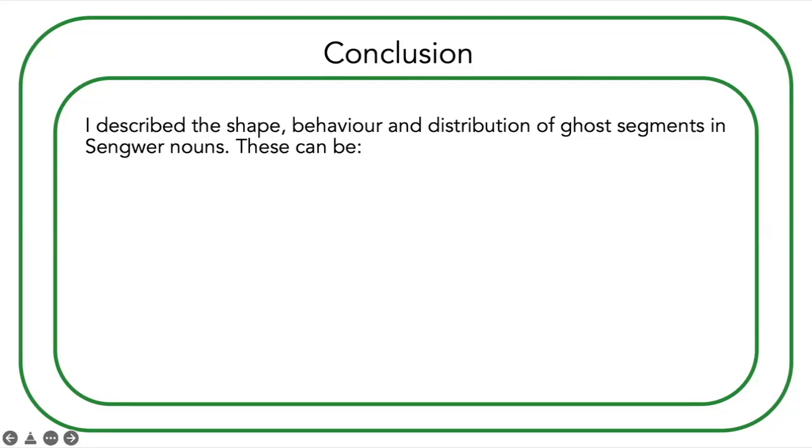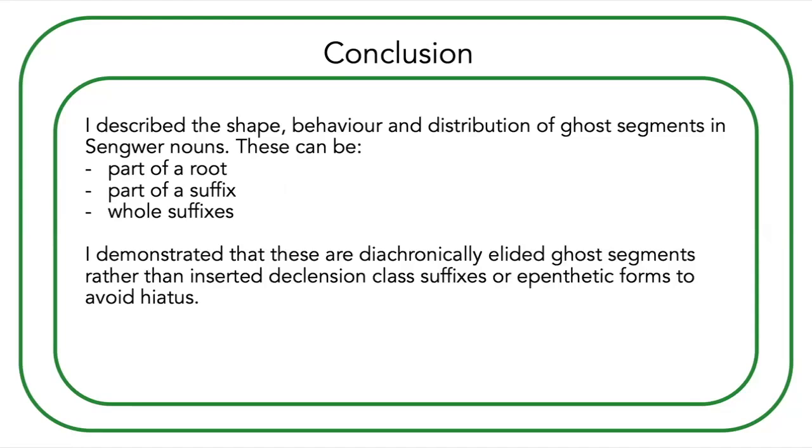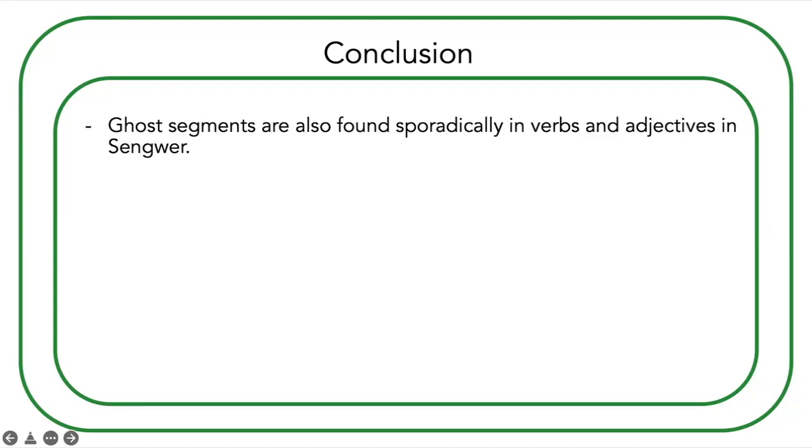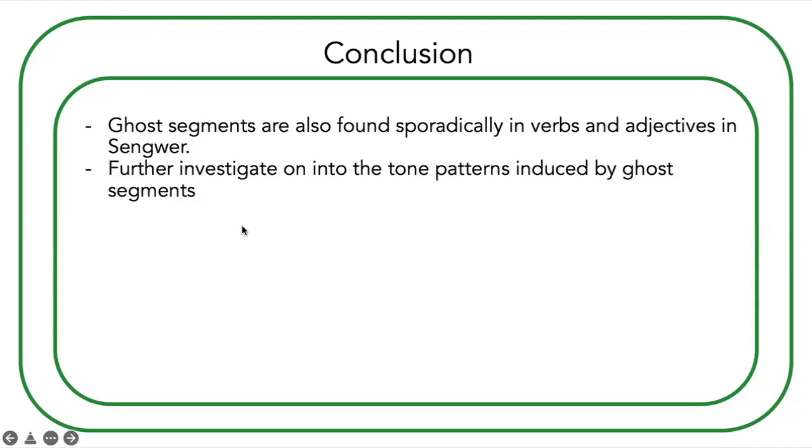So in conclusion, I've described the shape, behavior, and distribution of ghost segments in Sengwer nouns, and these can be part of a root, part of a suffix, or they can be whole suffixes which are morphologically active. I demonstrated that these are diachronically elided ghost segments rather than inserted declension class suffixes or epenthetic forms to avoid hiatus. Further research could focus on other ghost segments which are found in verbs and adjectives, could look at tone patterns more closely, and whether they influenced the deletion of ghost segments.